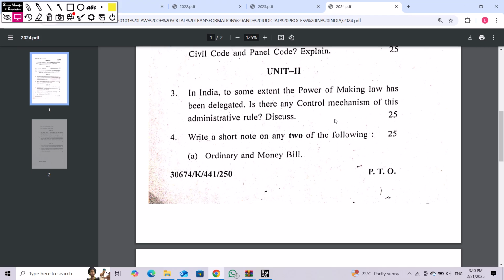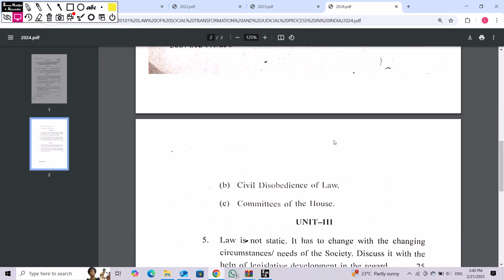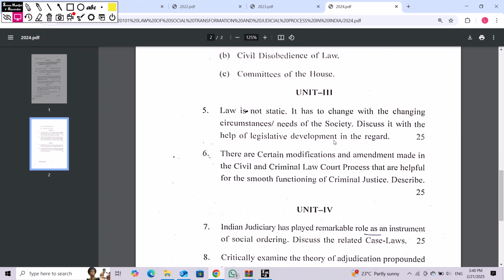And question four is: write a short note on any two of the following. First is ordinary and money bill, second is civil disobedience of law, third is committees of the house. Unit 3 is: law is not static, it has to change with changing circumstances and needs of society. Discuss it with the help of legislative development. And there are certain modifications and amendments made in the civil and criminal court process that are helpful for the smooth functioning of criminal justice. Discuss.